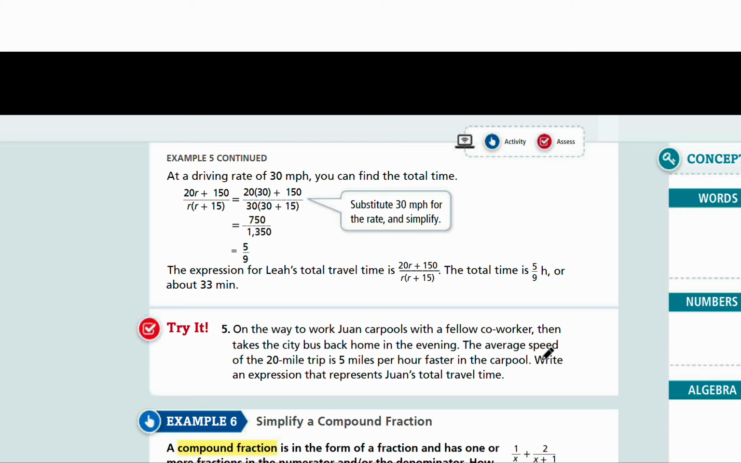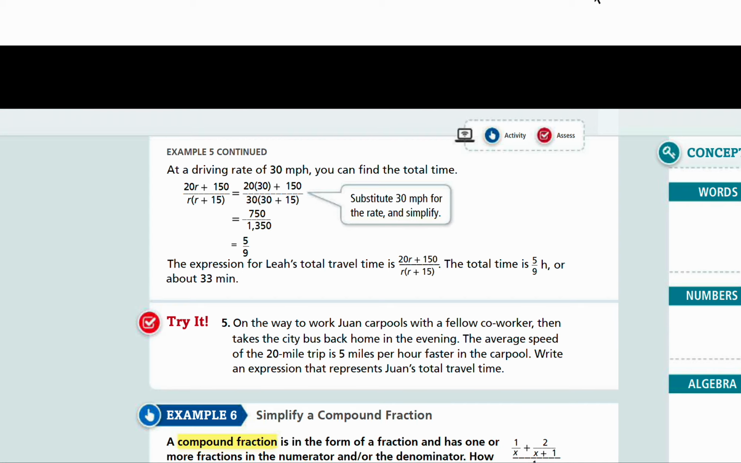We're going to check both. Write the first expression, and then the simplified one. So pause the video, see if you can do it by yourself. Come back when you're ready for answers.